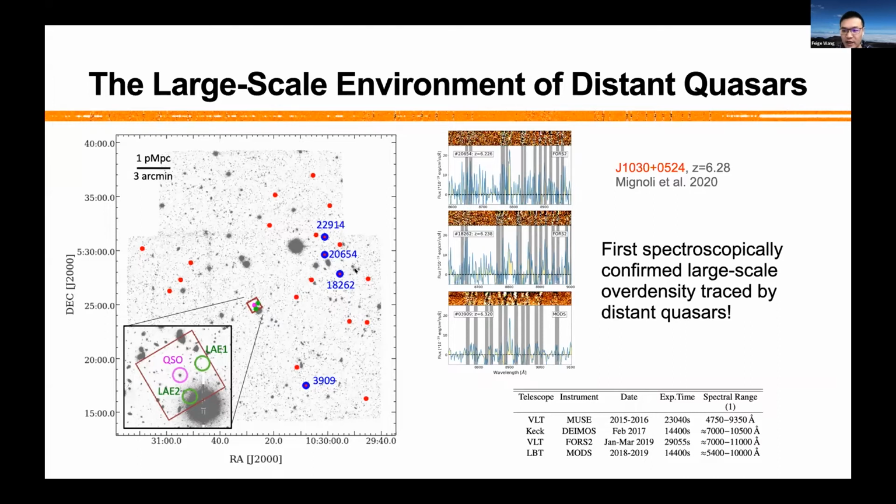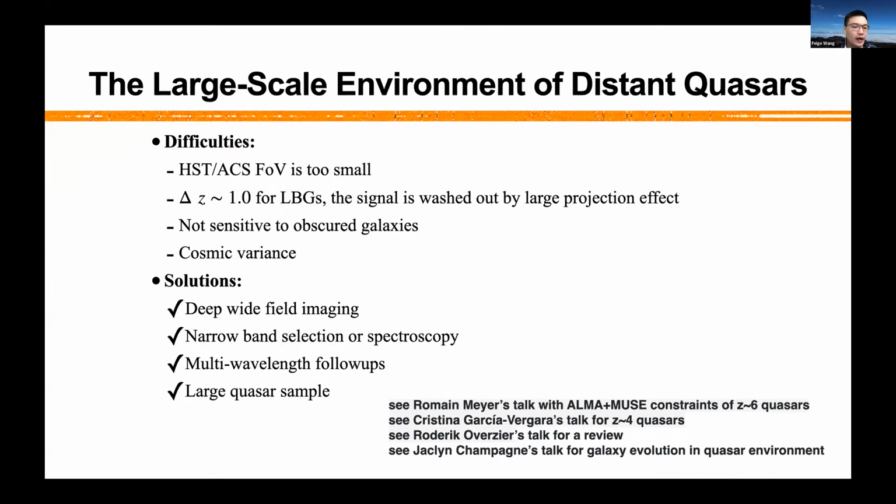In order to confirm such an overdensity, it's extremely difficult with broadband imaging plus spectroscopic follow-up. So I summarize the difficulty here. The HST field of view is too small, and both HST and ground observations are mostly targeting the Lyman break galaxies with only a few filters. So the redshift uncertainty of the selected Lyman break galaxies is huge, and the signal of the overdensity is basically washed out by the projection effect. And also all these observations are only sensitive to the unobscured galaxies, and currently only a small sample has been targeted, so they are affected by the cosmic environments.